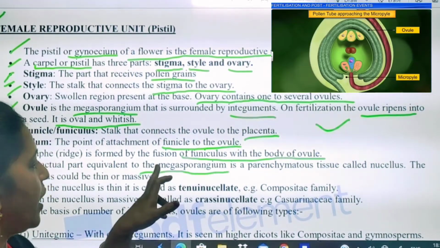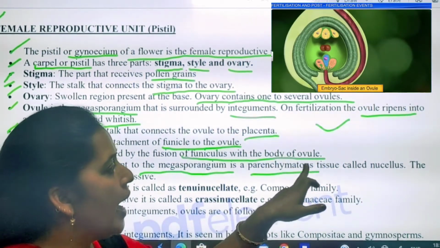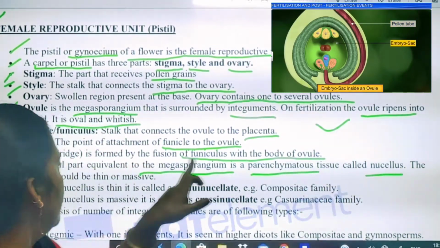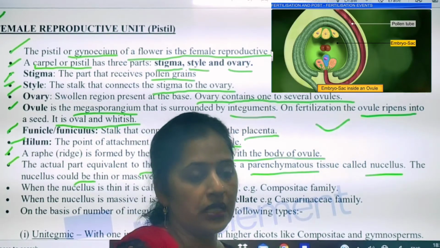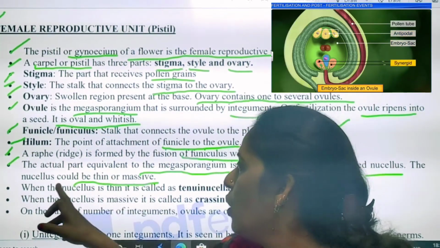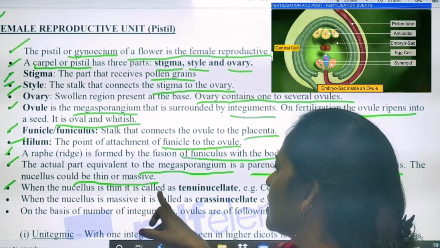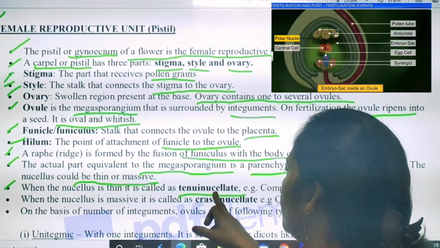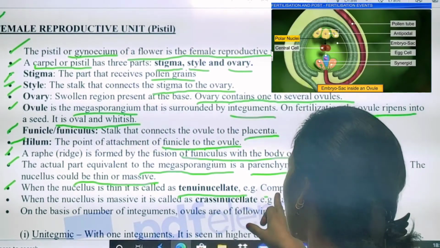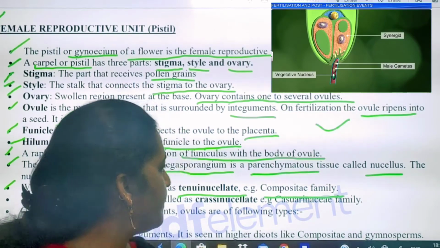The actual part जो है that is equivalent to the megasporangium is parenchymatous tissue, and that parenchymatous tissue is known as the nucellus. The nucellus could be thin or massive. जो nucellus है that could be thin or massive. When the nucellus is thin, it is called a tenuinucellate. उसको हम उस टाइम क्या कहेंगे? Tenuinucellate. Example, composite family. That means it belongs to the composite family.